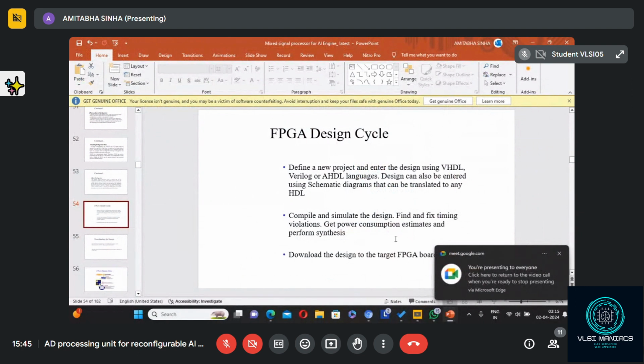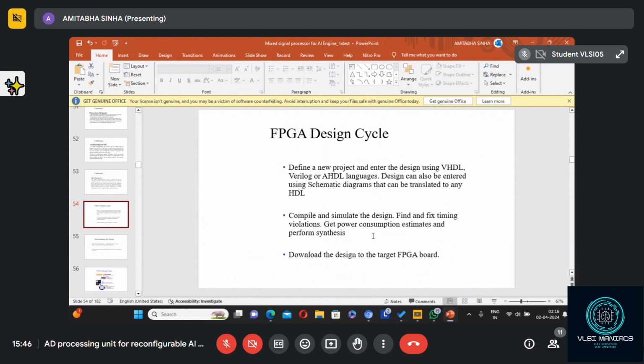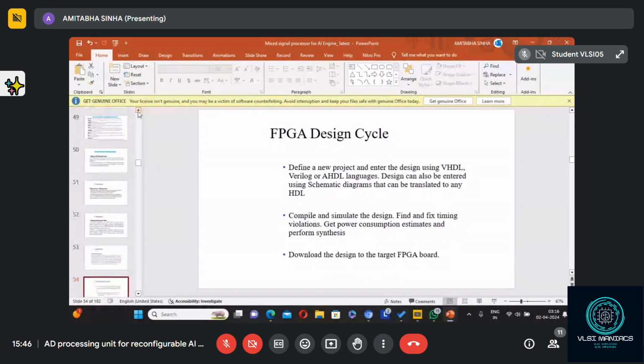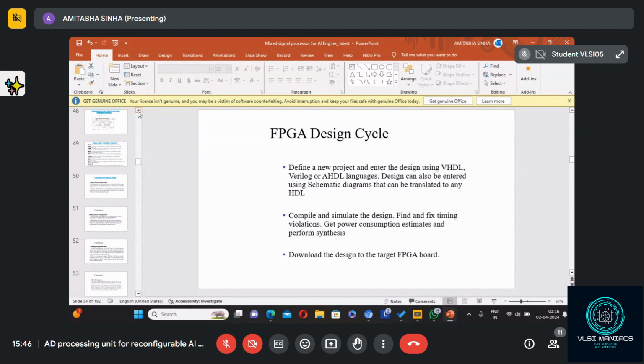Then compile and simulate the design. Find and fix timing violations. Okay. So you get the power consumption estimates and perform synthesis. Next, download the design to the target FPGA board. Now this is for when the CPU is connected. Otherwise, what you have to do, you have to download the design to what? Design means the bitstream. Why to download the design?